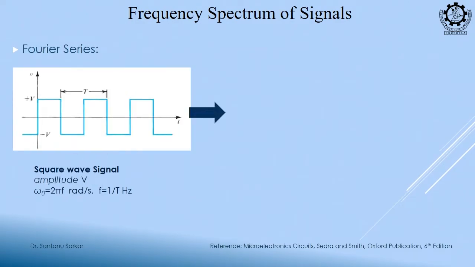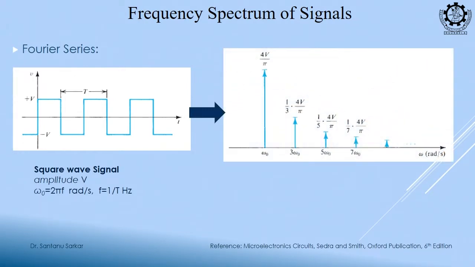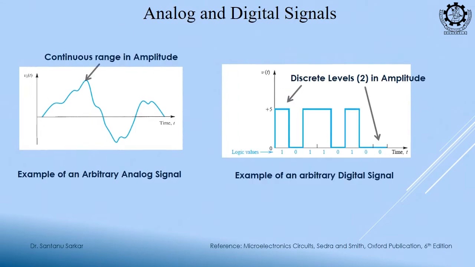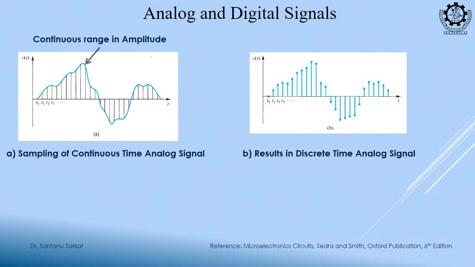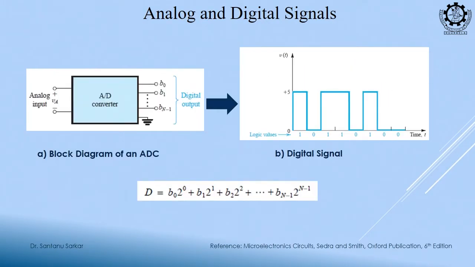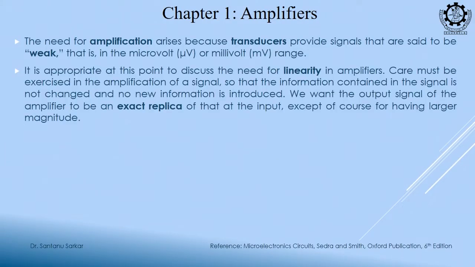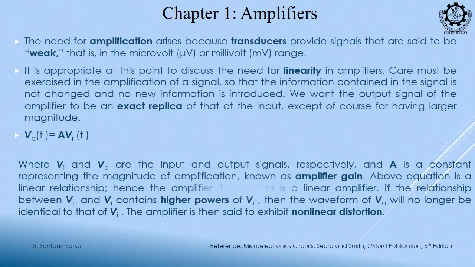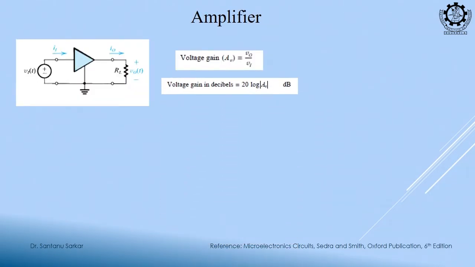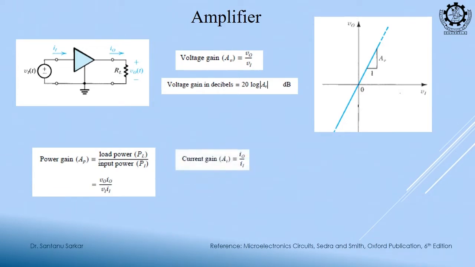Fourier series of periodic and aperiodic signals. We discussed analog and digital signals, and how to convert an analog signal into corresponding discrete components, about the ADC and its binary component, and then we discussed the amplifier, right. So, I believe up to this it was discussed.